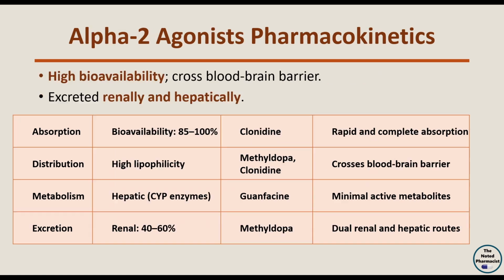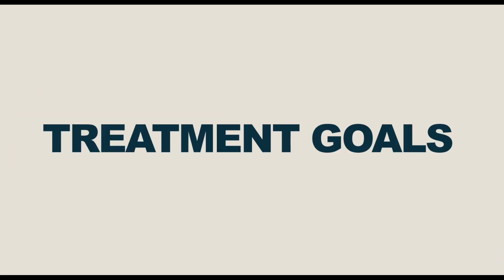Central alpha-2 agonists like clonidine have high oral bioavailability and are widely distributed, crossing the blood-brain barrier to exert central effects. They are excreted both renally and hepatically. We will briefly look at therapeutic goals in hypertension management.